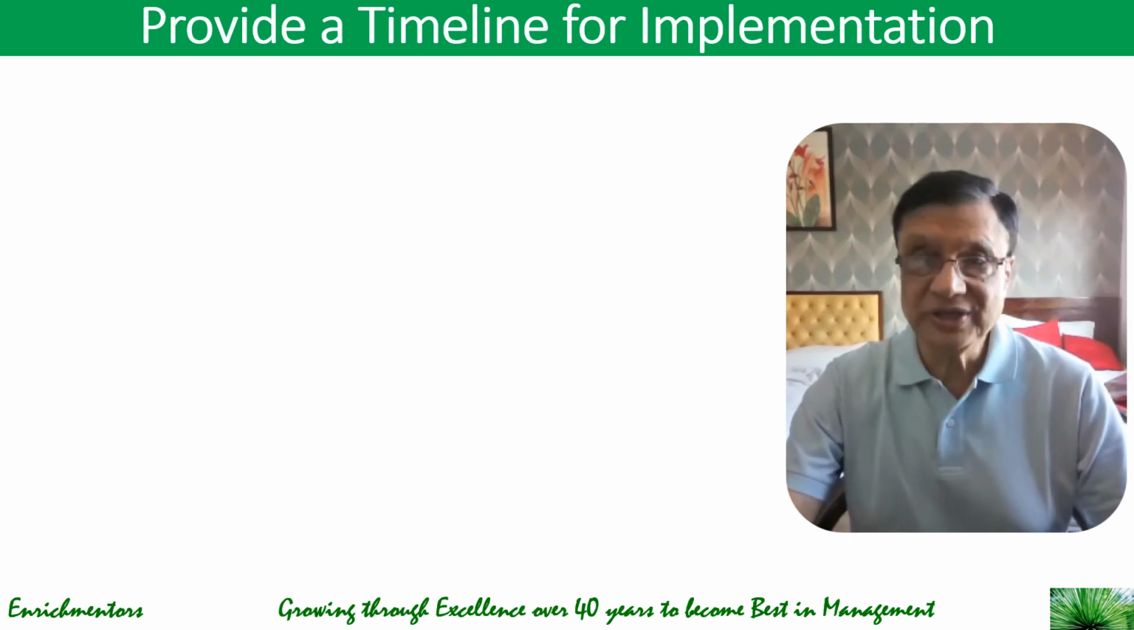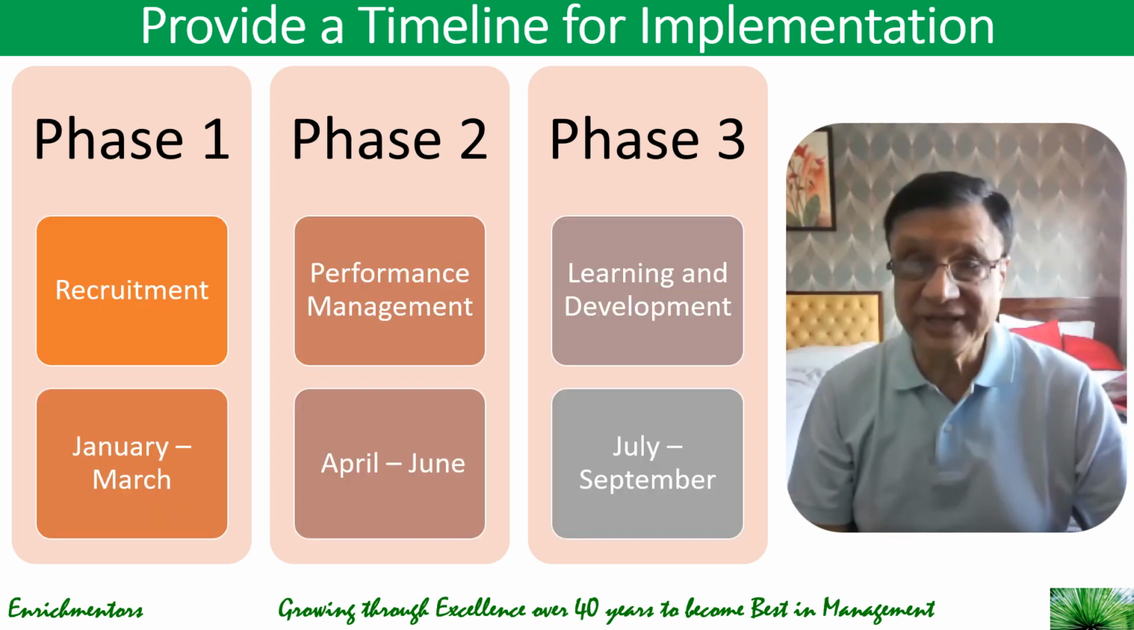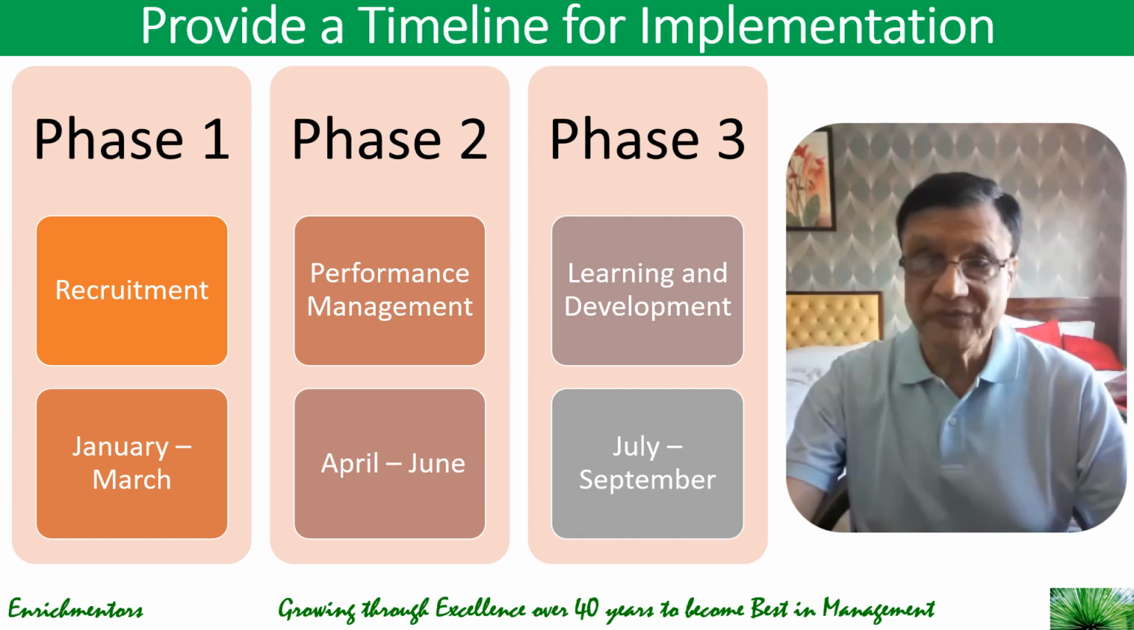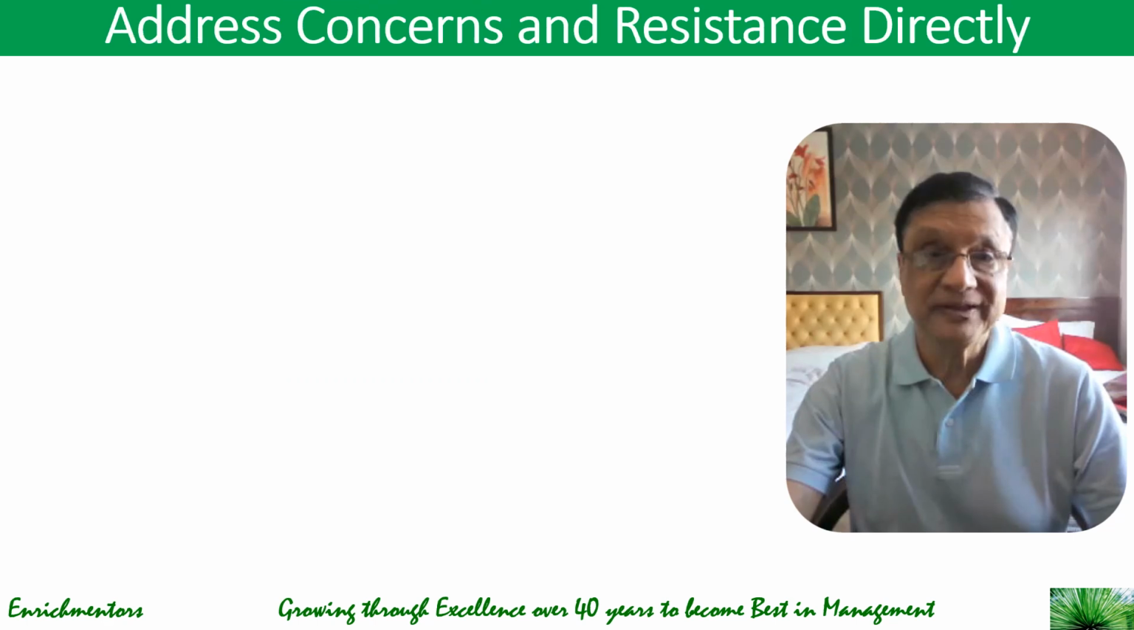Break the transition into phases, showing which specific HR process, like recruitment, performance review, learning, will be affected and how the rollout will happen. For example, you could have a chart that can provide the timeline like this, which will say in three phases, phase one, phase two, phase three: recruitment happening in January to March, phase two, performance management happening in April to June, and the third phase being done for learning and development in July to September. So this is one way you can provide a timeline for implementation.